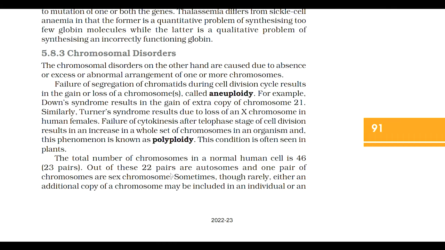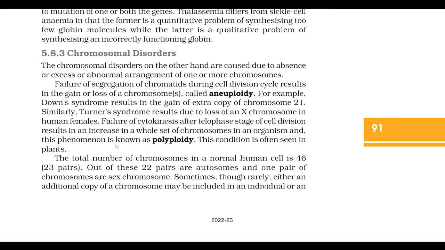Failure of segregation of chromatids during cell division cycle results in the gain or loss of a chromosome, called aneuploidy. For example, Down's syndrome results in the gain of an extra copy of chromosome 21. Similarly, Turner syndrome results due to loss of an X chromosome in human females. Failure of cytokinesis after telophase stage of cell division results in an increase in a whole set of chromosomes in an organism, and this phenomenon is known as polyploidy. This condition is often seen in plants.